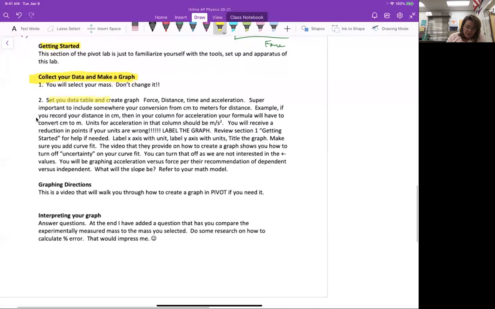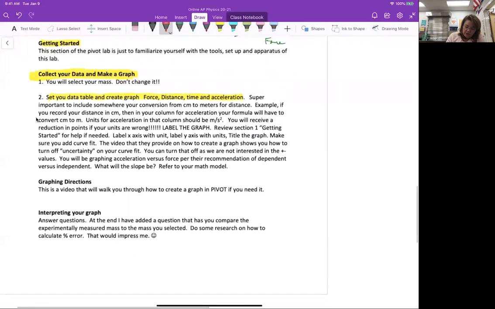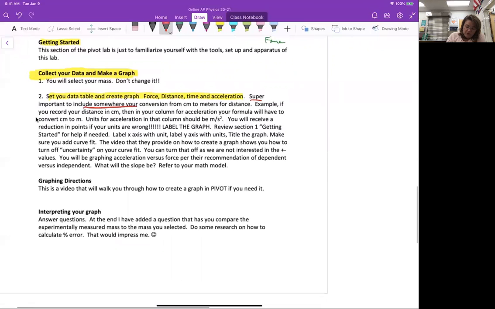Set up your data table and create your graph. Make sure you have all of your things labeled: force, distance, time, and acceleration. Super important. Somewhere you have to convert from centimeters to meters. I would do it where I do my acceleration calculation. So you're going to have a column where you actually input a formula to convert from centimeters to meters. The units in your acceleration column should be in meters per second squared. You will receive a reduction in points, by the way, if your units are wrong.